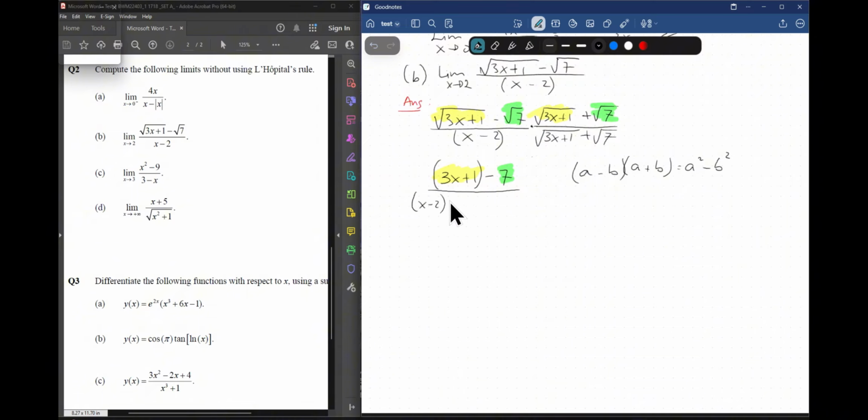You have x minus 2 multiplied by everything there, which is square root of 3x plus 1 plus square root of 7. Everything else is the same, except this time you get positive 1 minus 7, which is negative 6. So this now becomes 3x minus 6 all over x minus 2 times the square root of 3x plus 1 plus square root of 7.